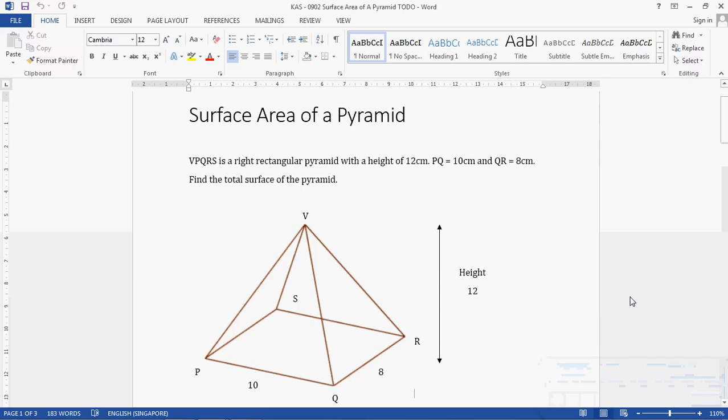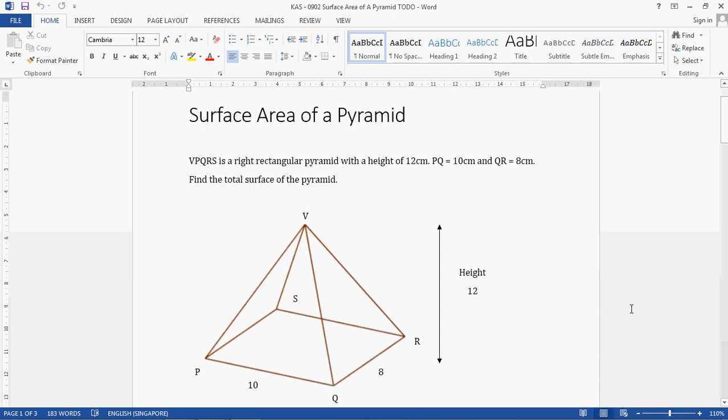Okay, let's take a look at a typical question for surface area of a pyramid. So here I actually have a question like this. VPQRS is a rectangular pyramid. Given the height 12 centimeter, then PQ is 10 cm, QR 8 cm. The question wants us to find the total surface area of the pyramid.